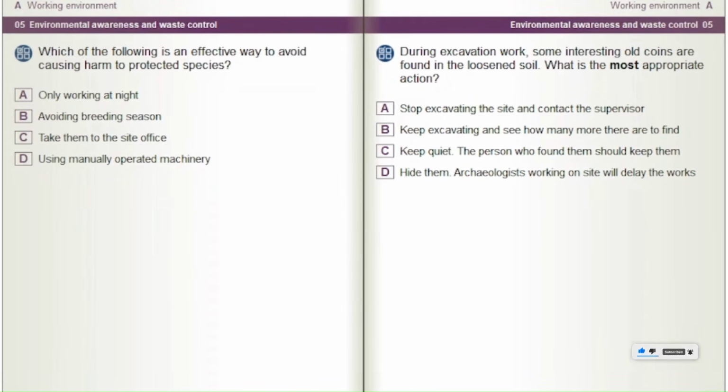During excavation work, some interesting old coins are found in the loosened soil. What is the most appropriate action? Stop excavating the site and contact the supervisor. Keep excavating and see how many more there are to find. Keep quiet. The person who found them should keep them. Hide them. Archaeologists working on site will delay the works.